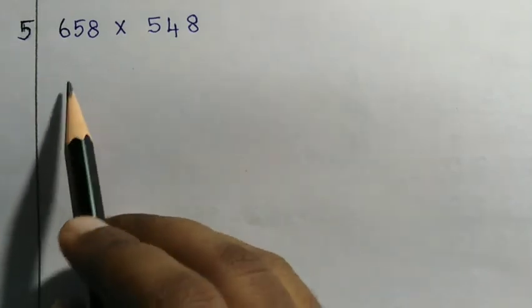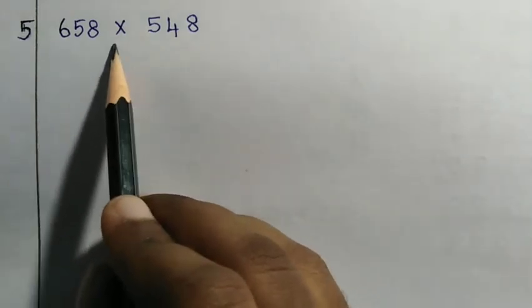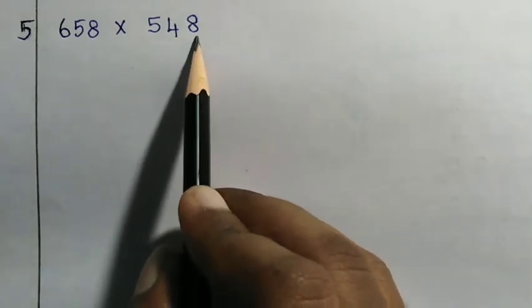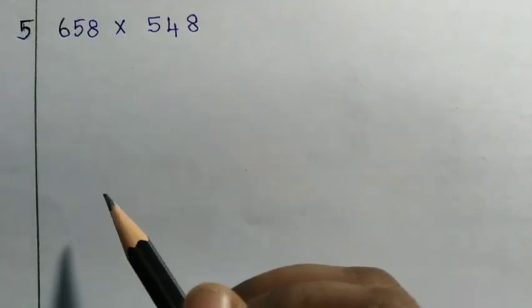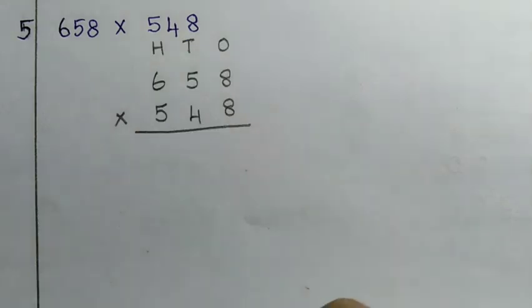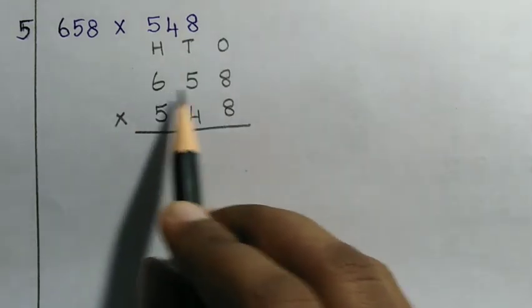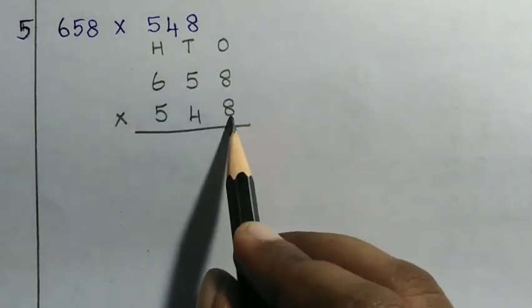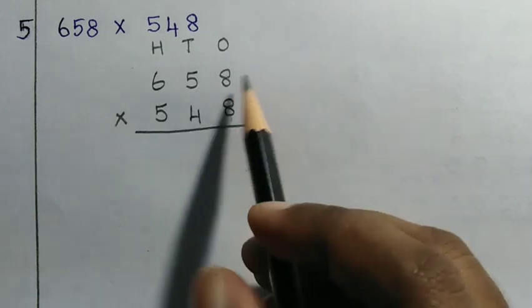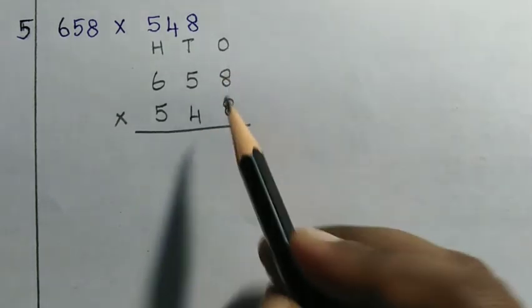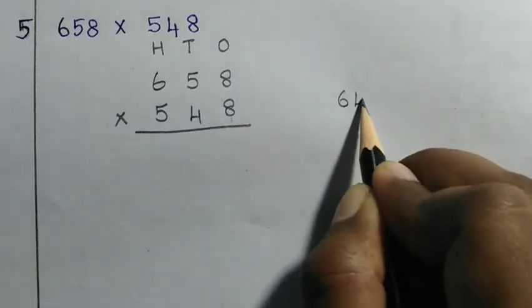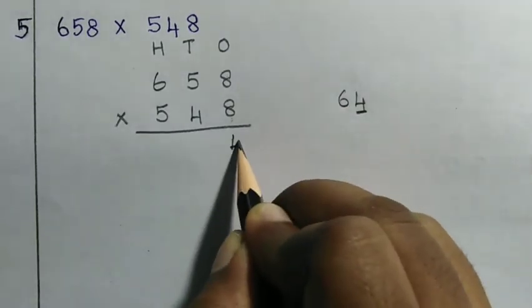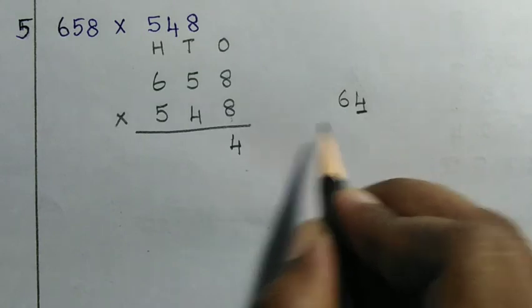Our next sum is 658 into 548. Here both the multiplicand and the multiplier are 3-digit numbers. Now let us multiply 658 with 8 first. So start from the ones digit. 8 8s are 64. So 64, 4 will be written over here and 6 is the carryover.